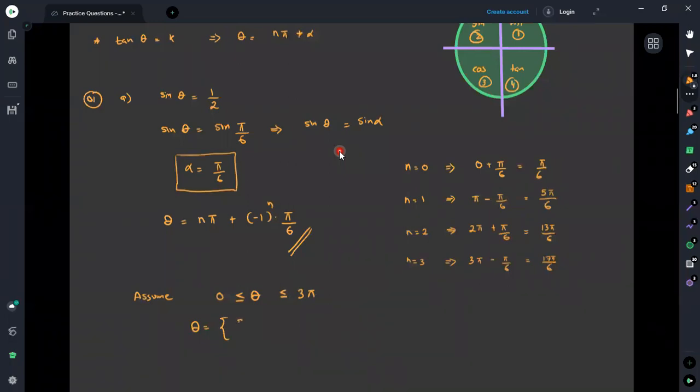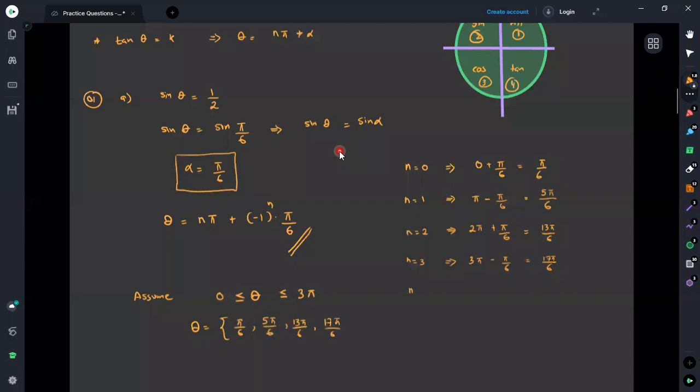We can find 5π/6 is a possible value. Then the next one is 5 times 5π/6, which is in this region. Then the next value is 13 times 5π/6, which is again in this region. Then 17 times 5π/6, again it is in this region.